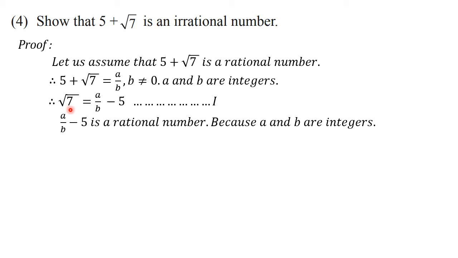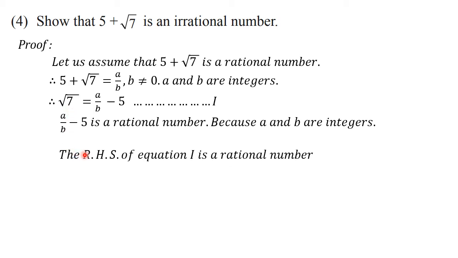Left hand side, root 7 is an irrational number. We have studied about surds. Okay, so 7 is not a perfect square, so square root of 7 is an irrational number. So what we can say, the RHS is a rational number. Opposite to that, LHS, root 7 is an irrational number. So this is contradictory. LHS is irrational and RHS is rational. It is not possible because we have an equal to sign in between.